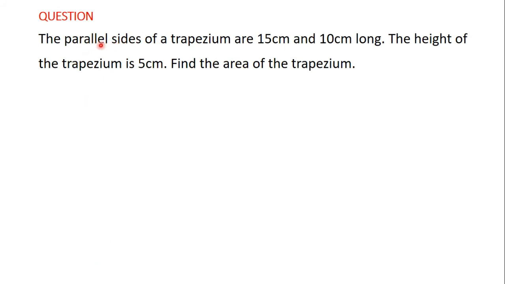The parallel sides of a trapezium are 15 centimeters and 10 centimeters long. The height of the trapezium is 5 centimeters. Find the area of the trapezium. For this particular trapezium, we have been given the length of the parallel sides. One of them is 15 centimeters and the other is 10 centimeters. We have also been given the height of the trapezium. The question says that we should find the area.